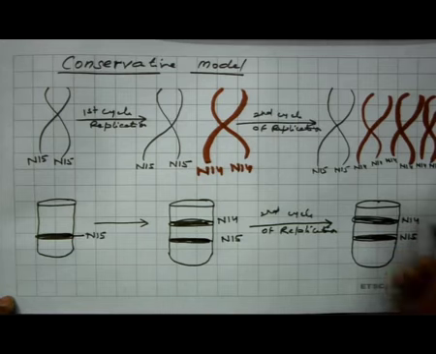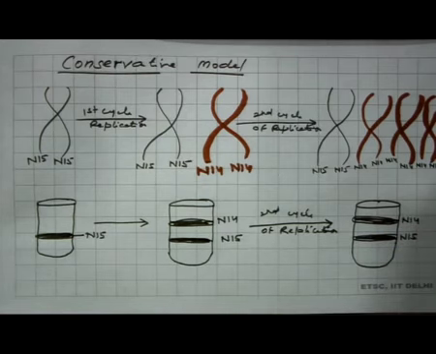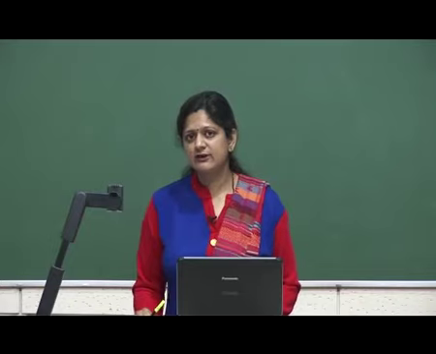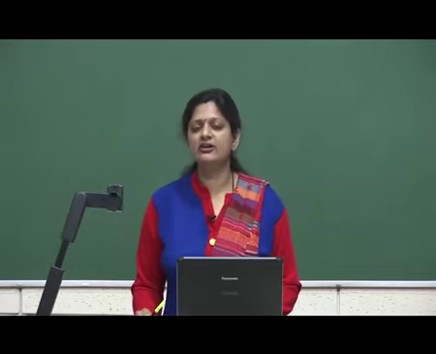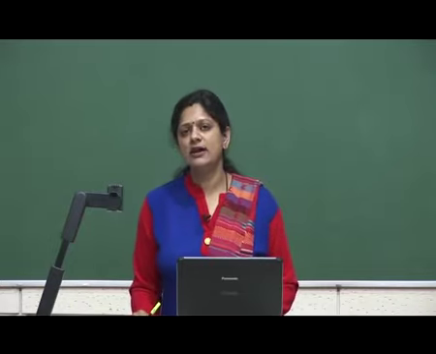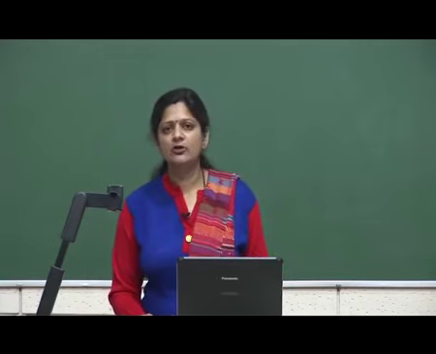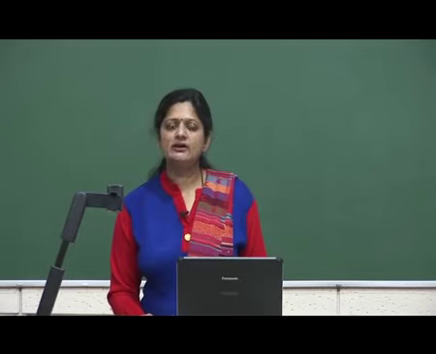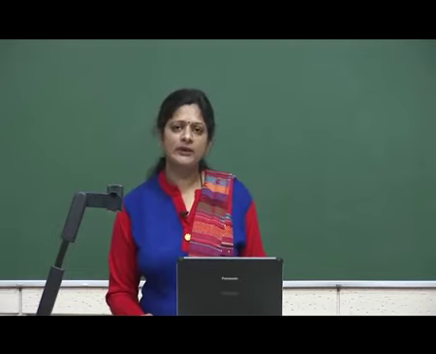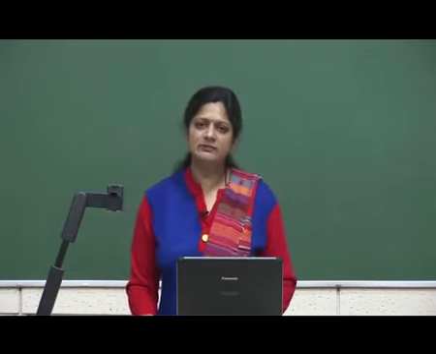So, here the result was totally different from the result obtained by Meselson and Stahl. The result of Meselson and Stahl did not correspond to the conservative model, hence they proved that DNA replicates in a semi-conservative model, in which both the strands of the DNA first get separated out. Now, these separated strands will act as a template, they will be copied and then two daughter DNA will be synthesized.